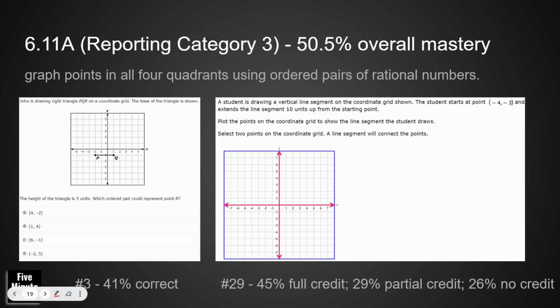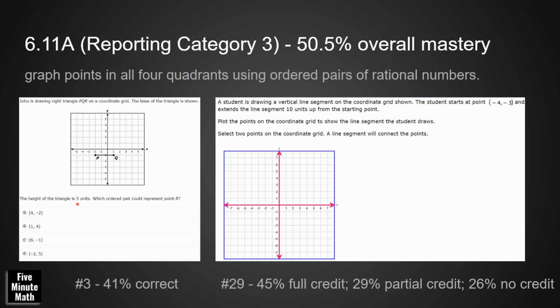All right, so we're looking at 6.11a. We've got 50.5% overall mastery, and this is reporting category 3. We are graphing. So we had 41% of our students able to get number 3. We are given the height of a triangle, and it's 5 units. Okay, so which order? Now it doesn't tell you which direction.